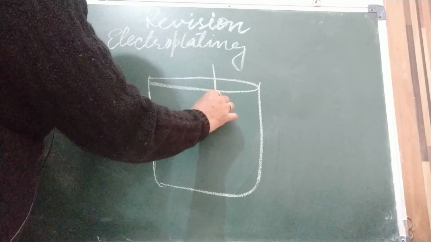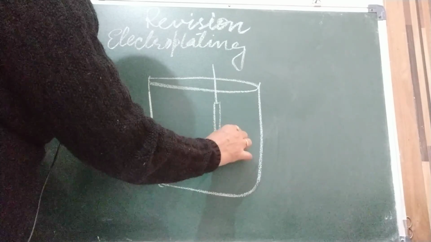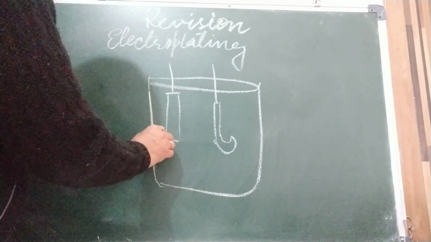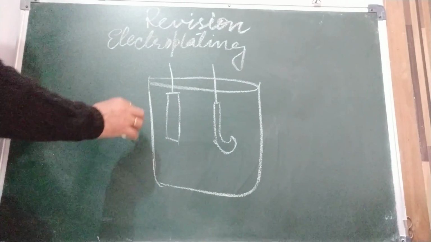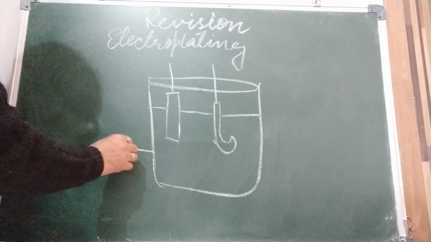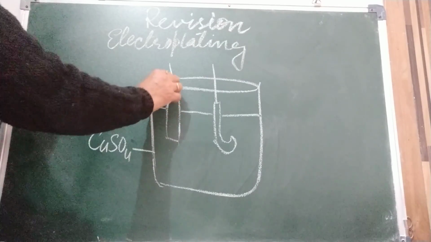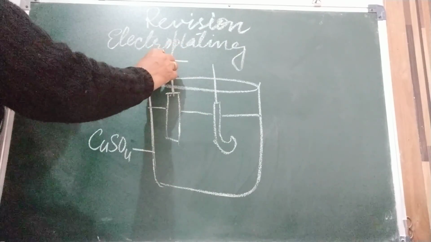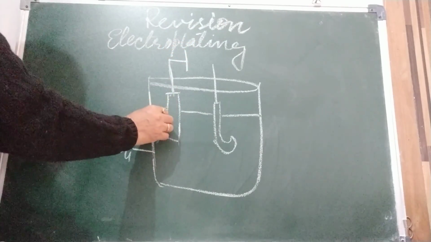Here, suppose we are electroplating an iron spoon with copper. What are we going to do? Here we are going to electroplate it with copper. So we will take the electrolyte that contains copper. Here our electrolyte is a solution of copper sulfate. The electrode with which we are going to electroplate, we join it with the positive terminal, so it becomes the anode.